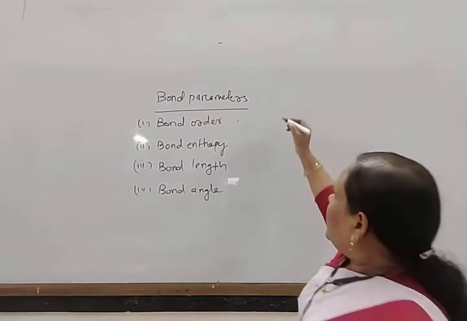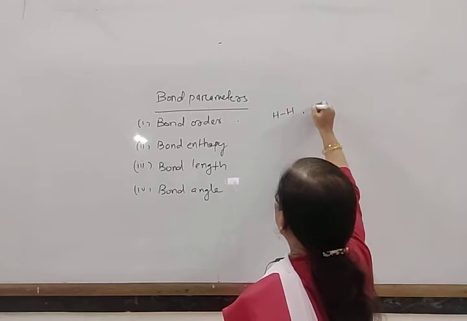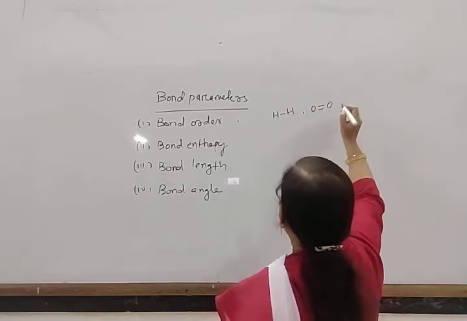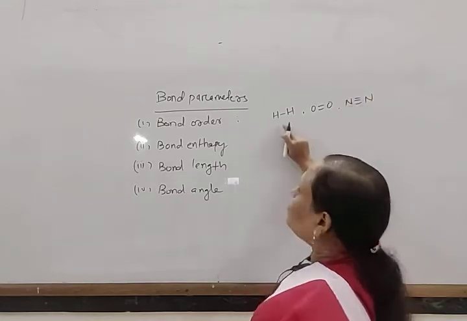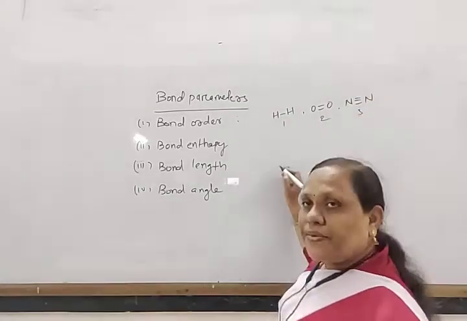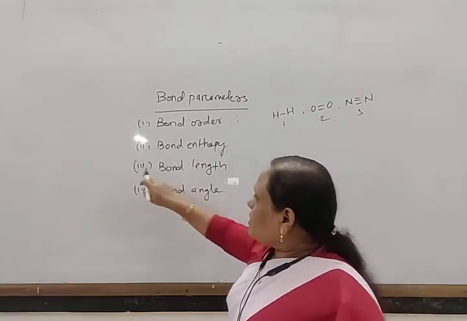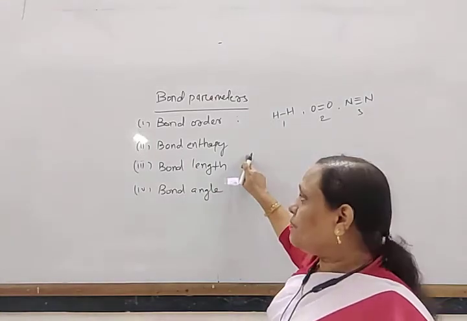And you know, in hydrogen one bond is present, in oxygen two bonds are there, and in nitrogen three bonds are there. So the bond order here is 1, here 2, and here 3. Similarly, let us first start with bond length, then we will go to bond enthalpy.